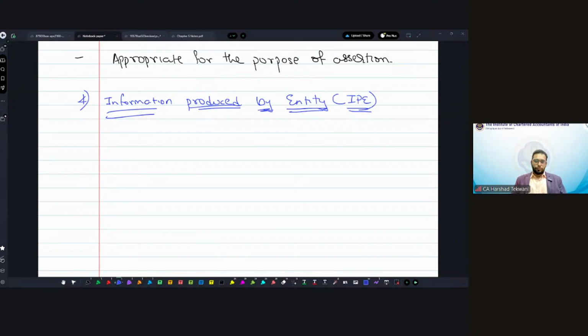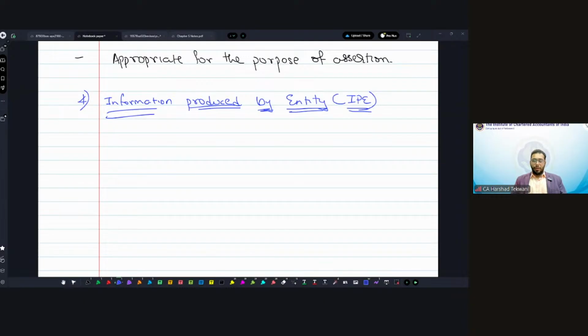That information is produced by the IT environment. Based on that, they will give, for example, the purchase register or the ledger copies or the receivable, supplier and creditors ledgers. Yes, absolutely correct. So when I talk about information produced by the entity, it is the information that is produced by the systems which are there in the entity.